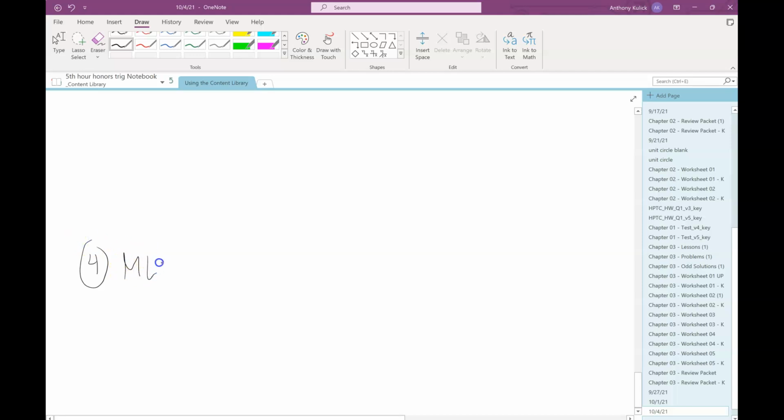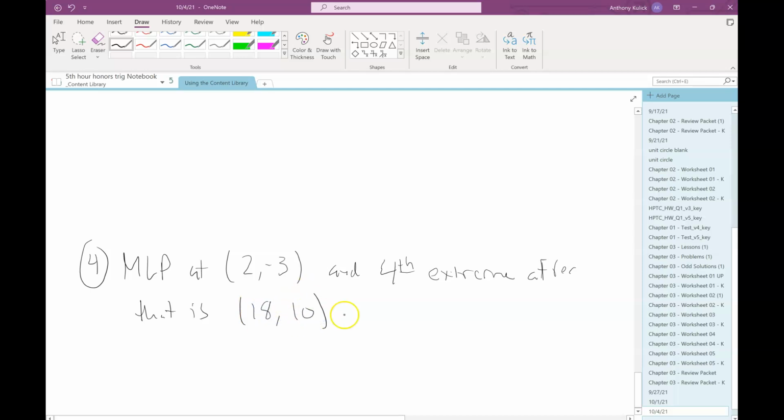Let's say that we have a midline point at 2, -3, and the fourth extreme point after that is, well, I don't know, I hadn't thought this far out. 18, 10. This could be gross, some of the numbers we're going to get here, but it'll be all right.